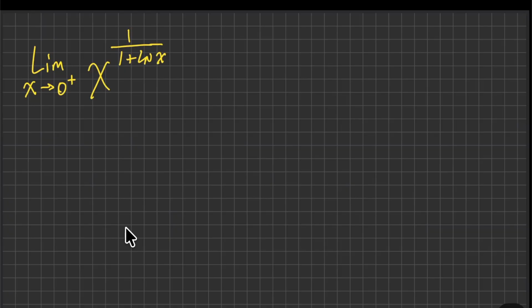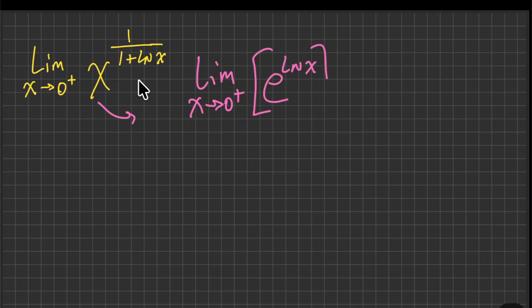Next, we have the limit as x approaches 0 from the right of x raised to the 1 over 1 plus ln of x. So folks, we're going to use the technique where we change x to a version of e. So we're going to change this to the limit as x approaches 0 from the right of e to the ln of x. That replaces x raised to the original exponent, 1 over 1 plus ln of x.